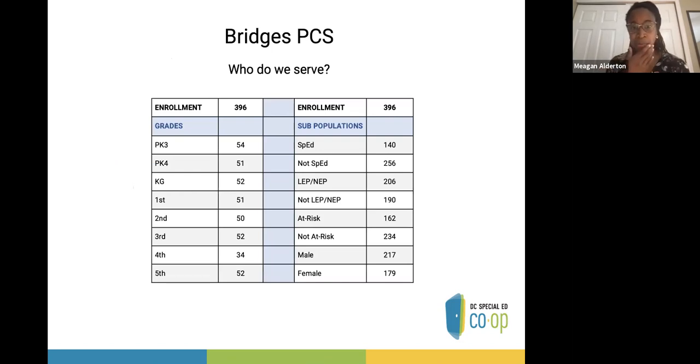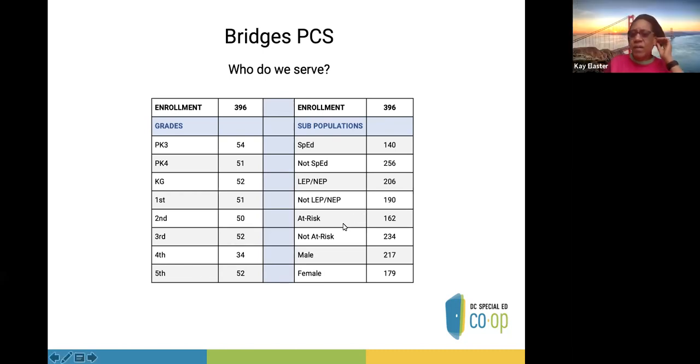Talking about Bridges Public Charter School, we just wanted to give a snapshot of who Bridges Public Charter School serves. So Kay, would you be willing to share a little bit about Bridges and the population that you serve? Sure.